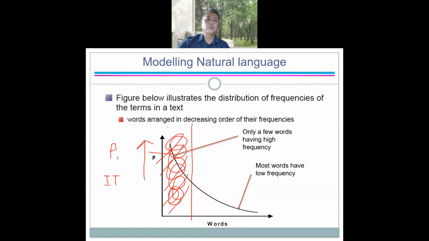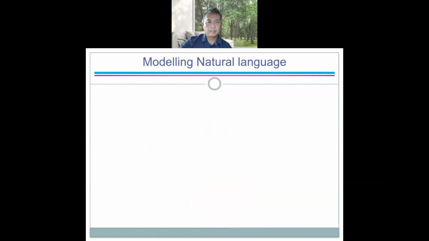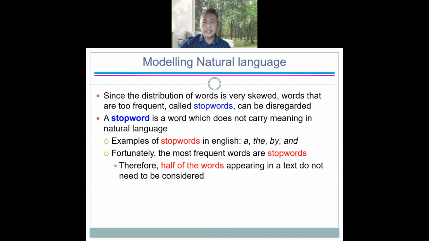This will reduce the computation time to cluster or to categorize your document. Normally we remove 40% to 50% of the words that you have here. For example, all the words that have frequency more than this, you will eliminate. That's why we remove these in your text, because words like a, the, by, and occur so many times that the probability of having them is high, so they carry less meaning. So that's why we remove them. They are called stop words.